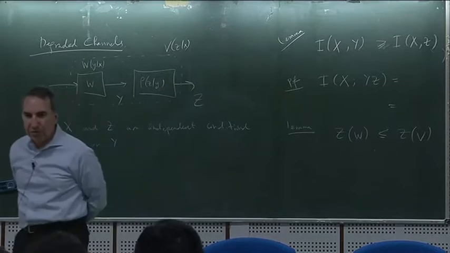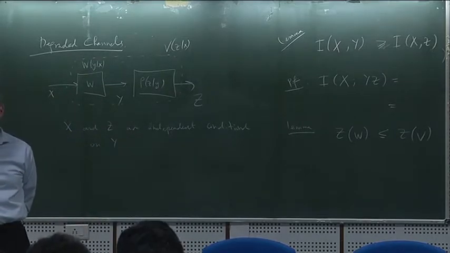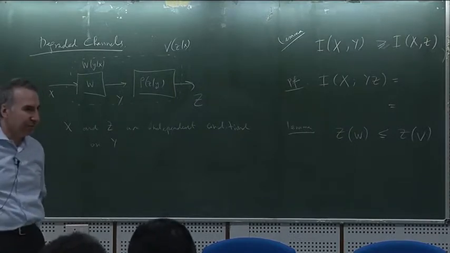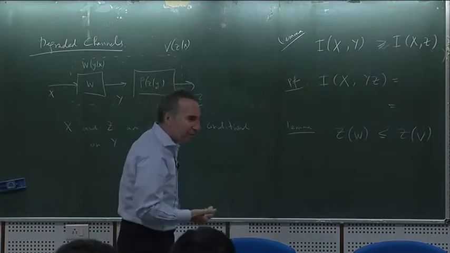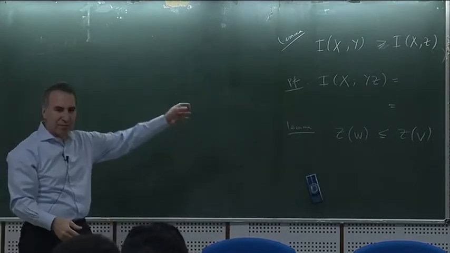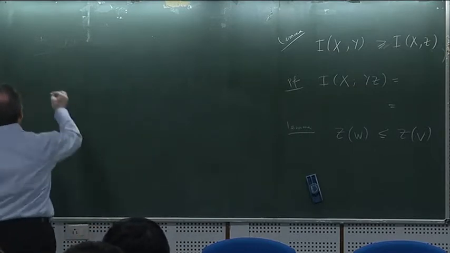So the Bhattacharyya parameter of W is better, in the sense of being smaller, than the Bhattacharyya parameter of V. So we should also prove this one. This you may not have seen in the previous lectures. The first one was in the lectures, I'm sure, but the second one, probably not.